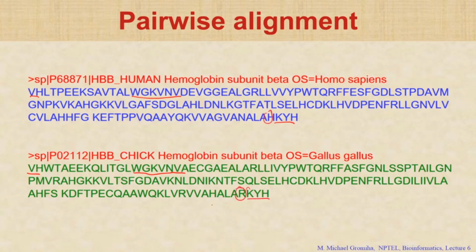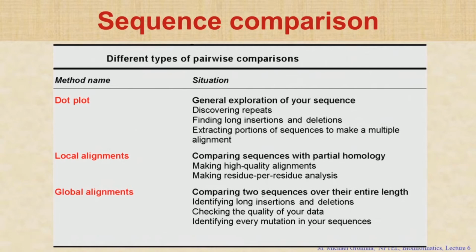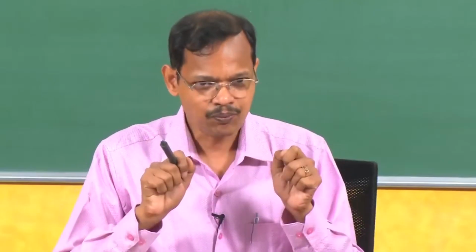In this case there are various methods available to compare these two sequences. This is called pairwise comparison. The simplest one is the dot plot. This will compare these two sequences, and if the residues are the same, then we put a dot. I will explain in a couple of minutes.